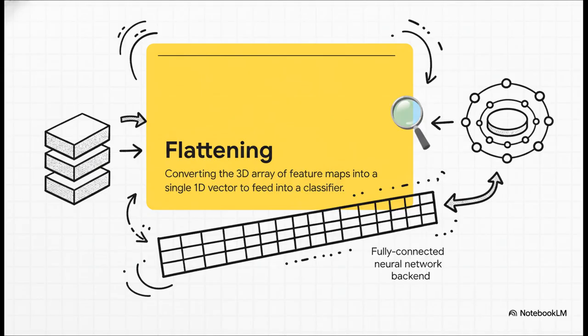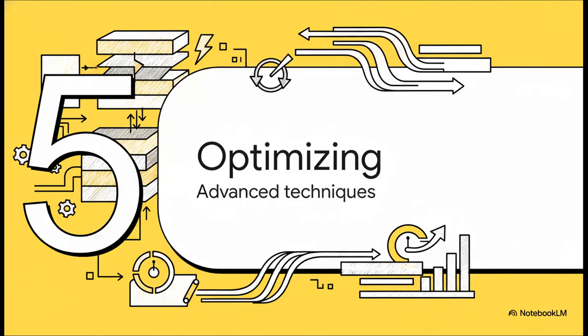We take that big 3D stack of feature maps and, you guessed it, we unroll it into one single long vector. This step is the crucial bridge. It connects our fancy spatial feature extractor front end to a standard, fully connected neural network at the back end, which is going to do the final job of classification. So there you have it. We've built a complete basic CNN.